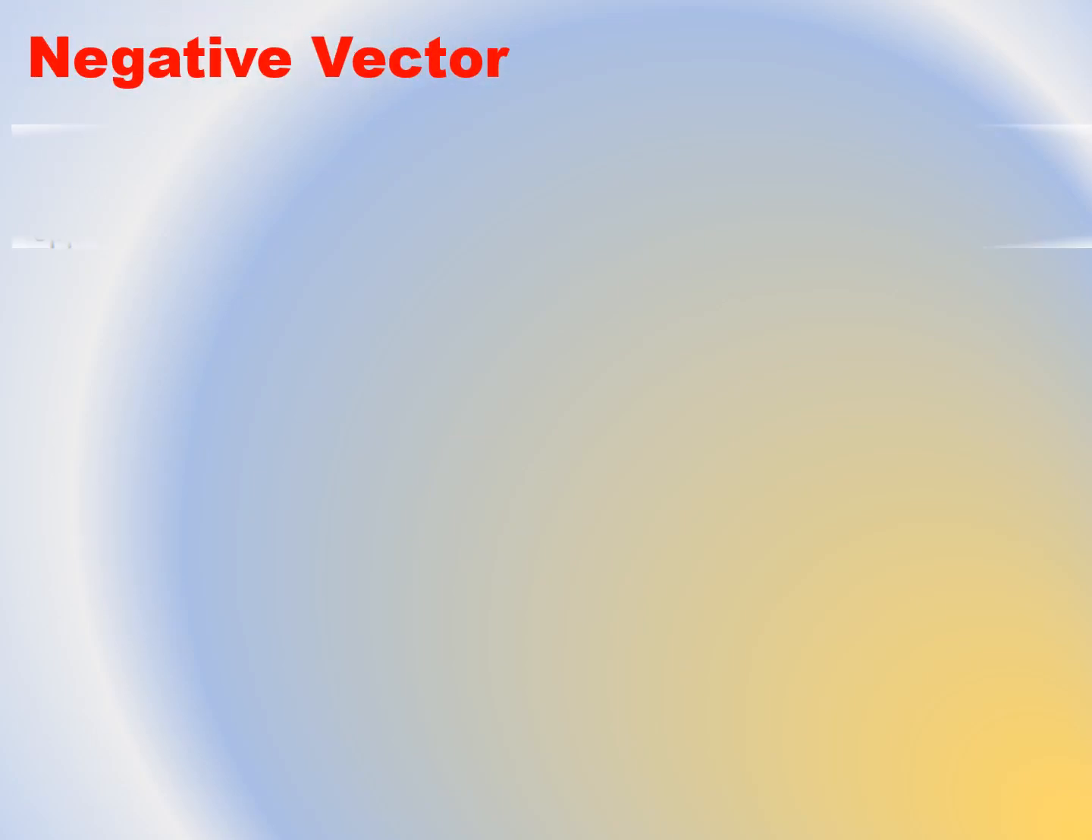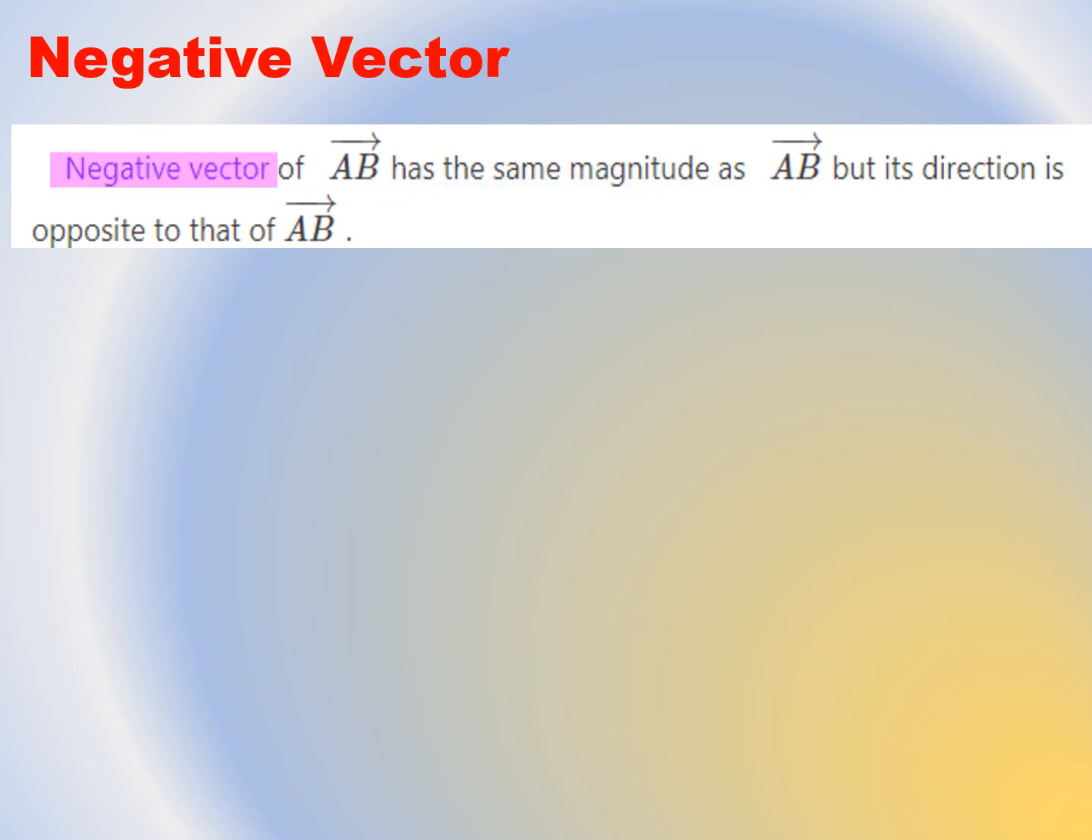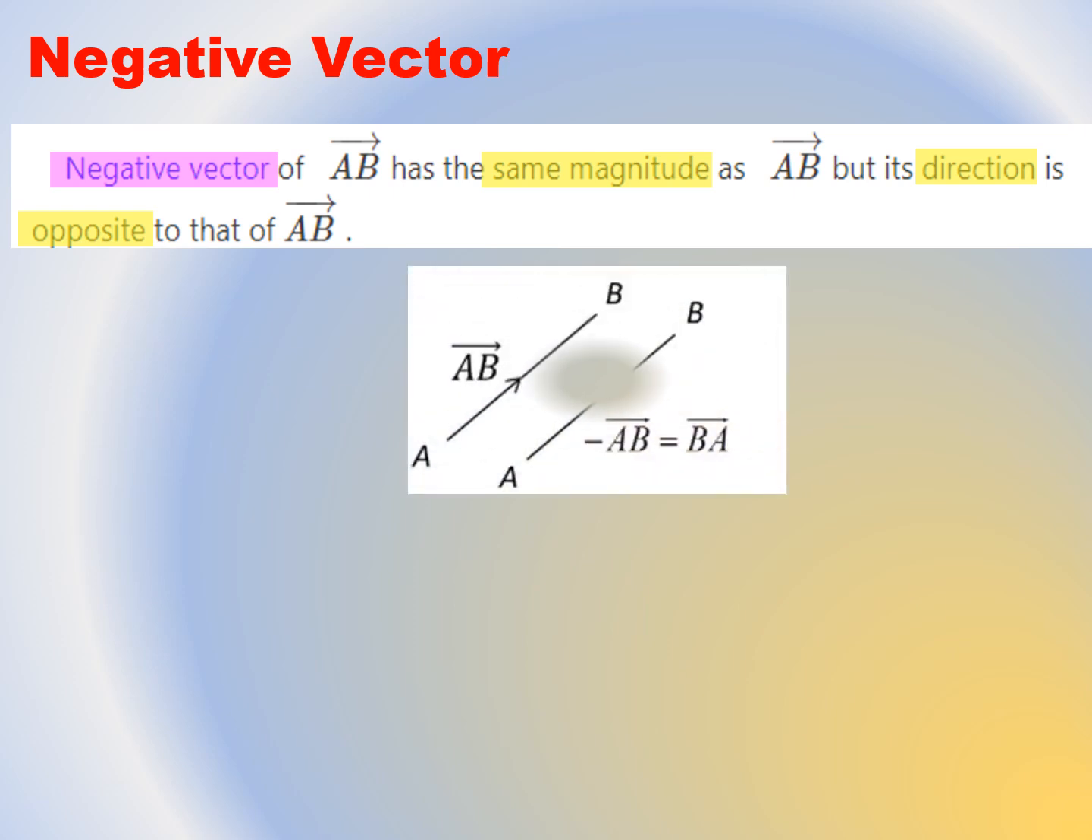Negative vector. Negative vector of vector AB has the same magnitude as vector AB, but its direction is opposite to vector AB. This is vector AB, direction from A to B, while this is vector BA, direction from B to A. Thus, negative vector AB is vector BA.